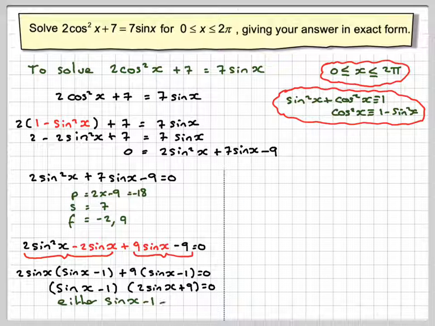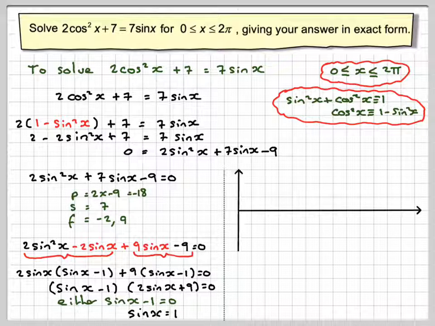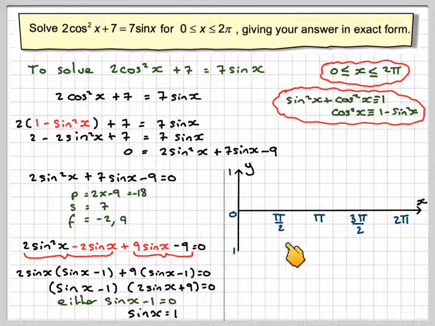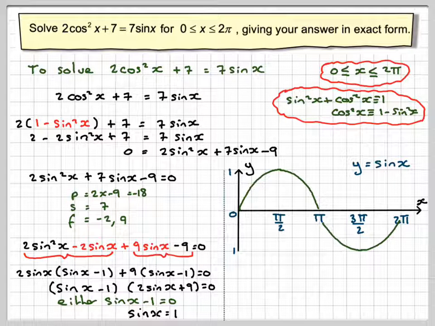So either sine x minus 1 is equal to 0, which means that sine x is equal to 1. And then if we draw a graph of sine using radians, so this is 90, pi by 2, 180, pi, 3 pi by 2, 2 pi. Graph of sine looks like that. We want to know where it's equal to 1, which is going to be this one value here. So we're going to get that x is equal to pi by 2.